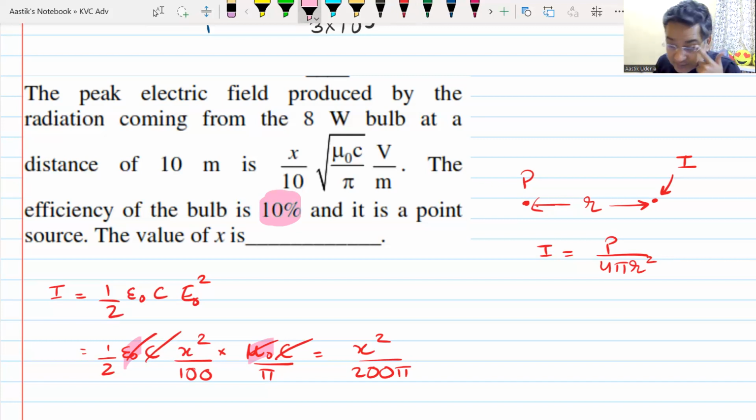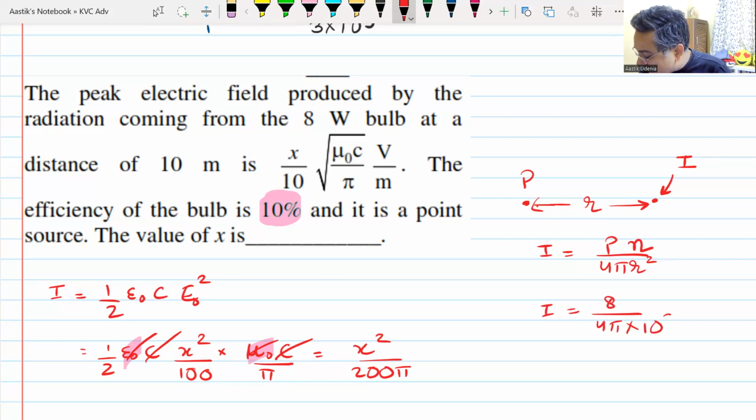So not all the energy is converted into light. So basically, if the efficiency is given as eta, you just multiply this by eta. So this intensity becomes 8 divided by 4 pi into 10 square into 10%, 10 by 100. Do we understand this, or has this gone above our heads?